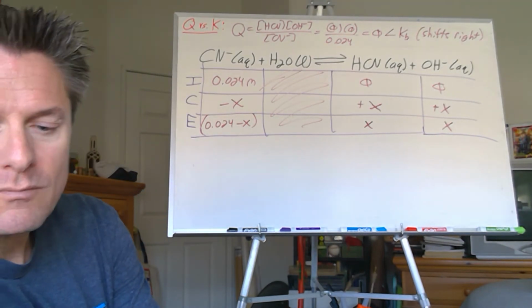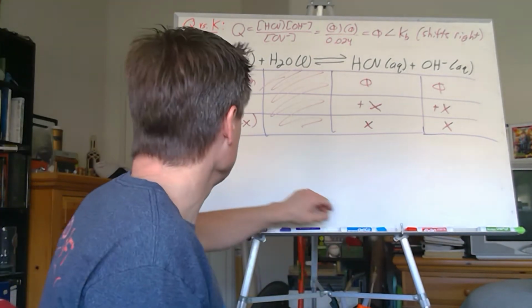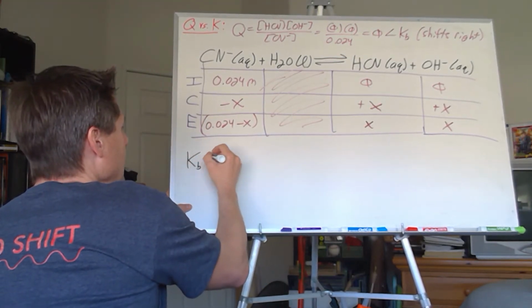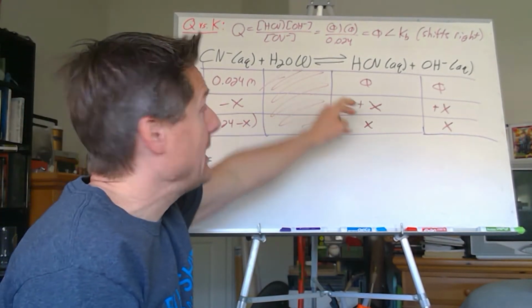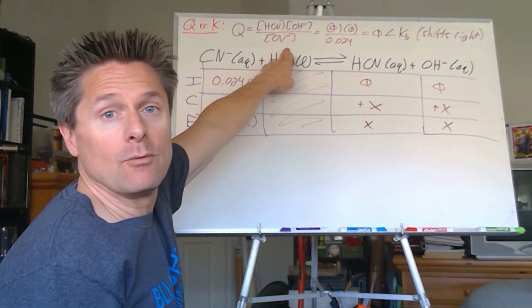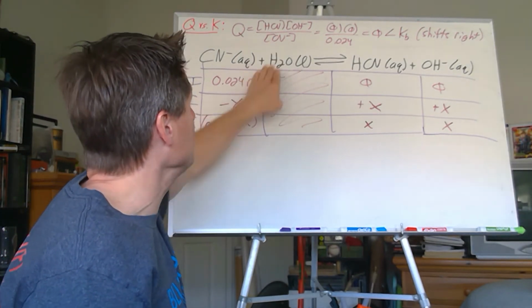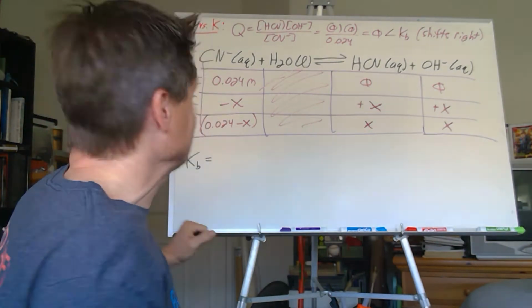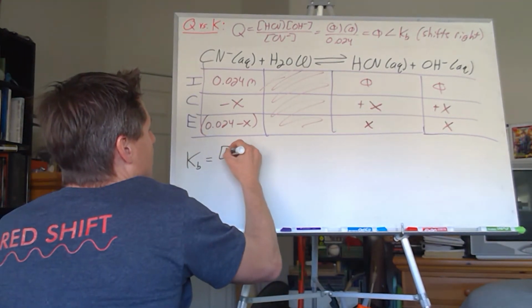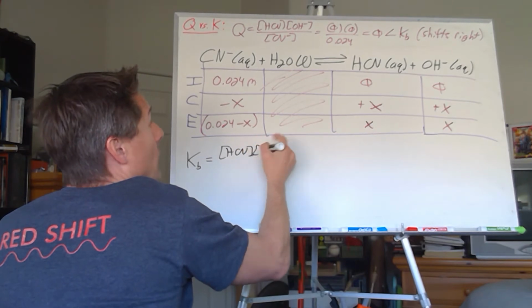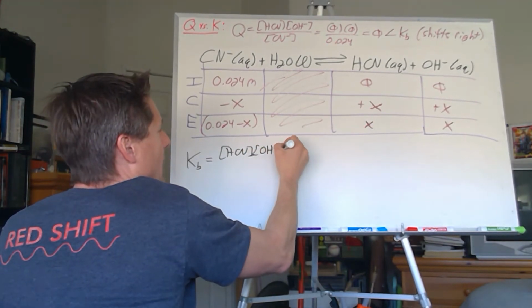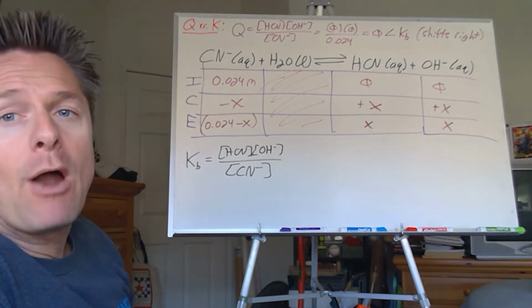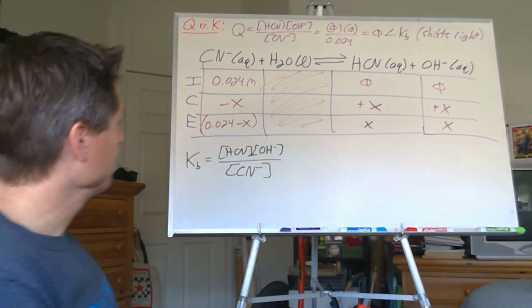All right, here we go. Now, let's do step 3. Let's set up our K expression. So KB will be, and now again, it's exactly like the reaction quotient. It's just we're not going to use initial conditions. We're going to use equilibrium conditions, which we don't know. So we're going to put those in terms of X. That's going to be the concentration of HCN raised to the power of 1 times the hydroxide raised to the power of 1, divided by the cyanide, also raised to the power of 1. Everything's got a stoichiometric coefficient of 1.